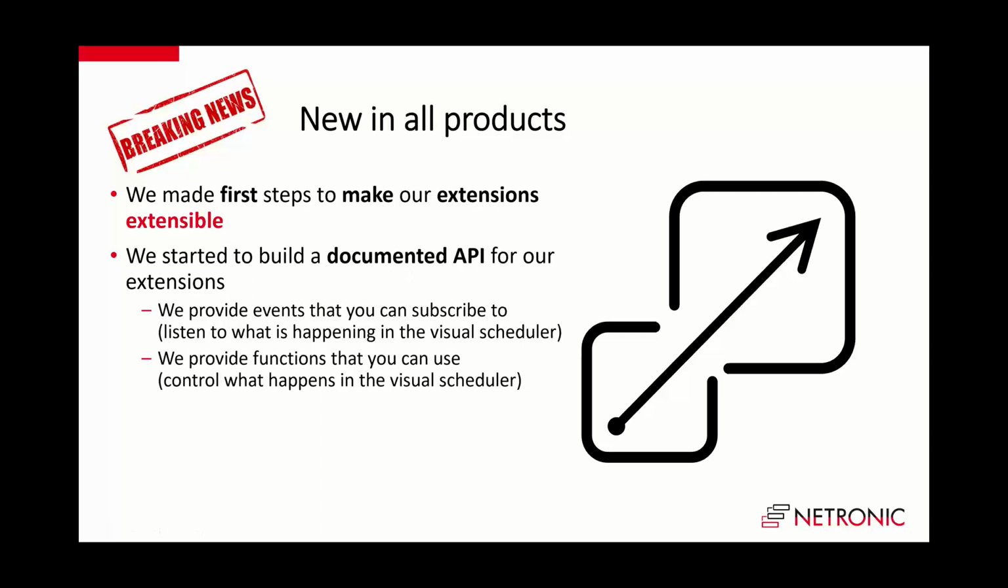So what we started to do is we built a documented API for our extensions. That means we provide you with events to which you can subscribe from your ISV solution or from the customer implementation that you do. So we give you the capability that from your code you can listen to what is happening in the visual scheduler. The visual scheduler gives you information about what is happening. You can listen to it, you can subscribe to it, and then of course within your application, within your extension, you can react to this.